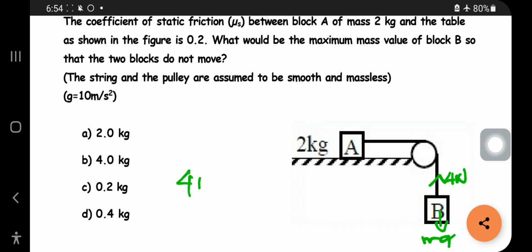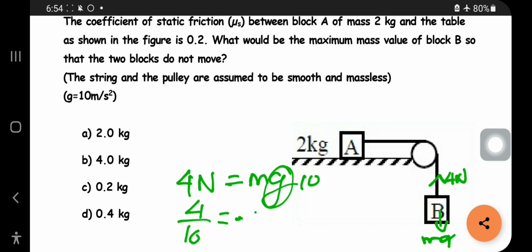So 4 Newton is balanced by mg. Okay, g is 10. So 4 by 10 is equal to the mass, 0.4 kg is the mass of the B body. So it will not move. This is an important case. Do stop and slowly play the video and see, so that you will get a clear idea of it.